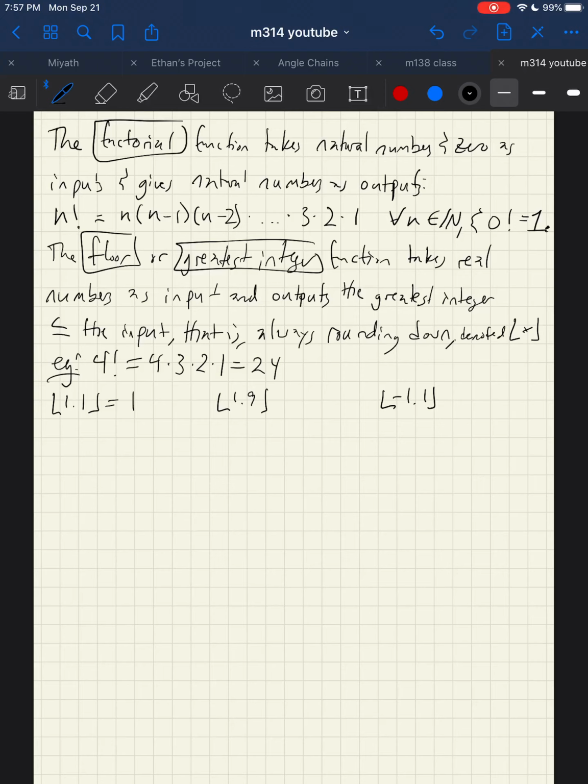Okay, floor of 1.1, we round down to 1. Floor of 1.9, again, even though if we were just rounding, we'd round up, floor means you always round down, so this rounds down to positive 1. And floor of negative 1.1, we round down, not closer to 0, so this is going to be negative 2. All right, so hopefully that makes sense.